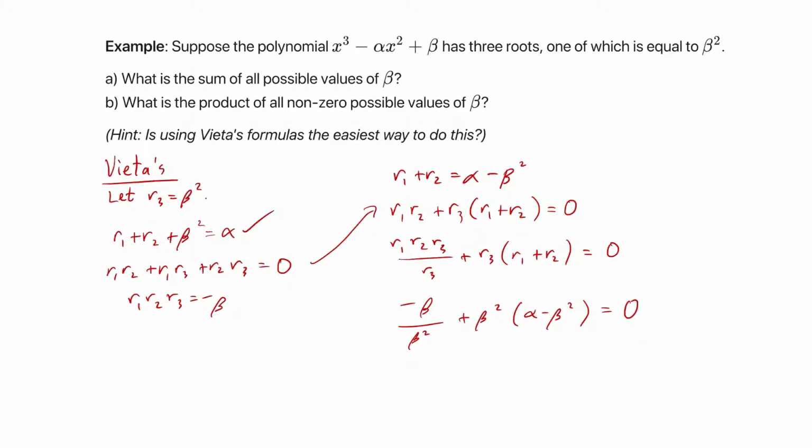I can also say that the symmetric sum of multiplying two of them together and adding them is 0. R1 R2 plus R1 R3 plus R2 R3 is 0. And then lastly, I can say the product of the roots is negative beta.